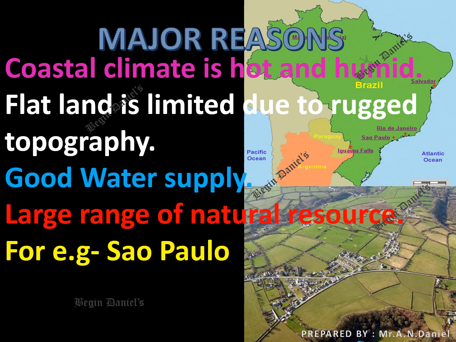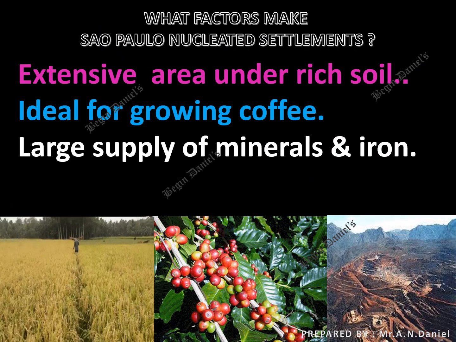The flat land is limited in Brazil, and good water supply is also available in this region, and a huge quantity of natural reserves is also there in this region. That is why this region is the major densely populated settlement region. Example, Sao Paulo, one of the important metropolitan and industrially developed cities of Brazil, city and state.